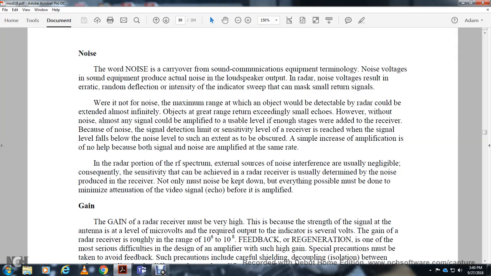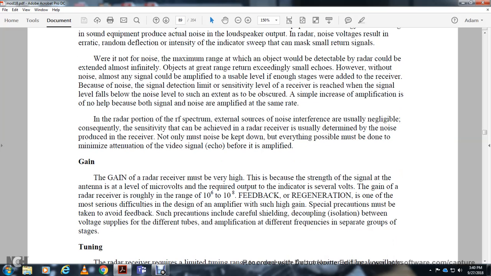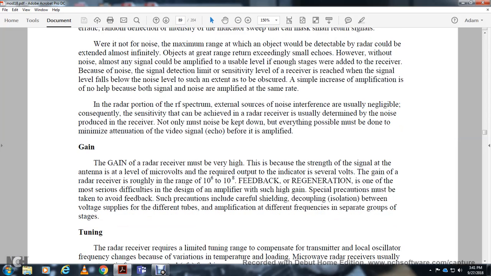Not only must the noise be kept down as much as possible, but this must be done with a minimum of attenuation as the video echo signal is amplified. The gain of the radar receiver must be very high, to raise the signal from the antenna level of microvolts to the output level of several volts. The gain of the radar receiver roughly ranges from 10 to the 6 to 10 to the 8. Feedback and regeneration are among the most difficult design problems in amplifiers with such high gains. Special precautions must be taken to avoid feedback. These precautions include careful shielding, decoupling, and isolation between the voltage supplies of different tubes, and amplification of different frequencies in different groups of stages.